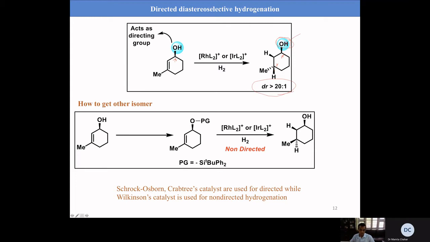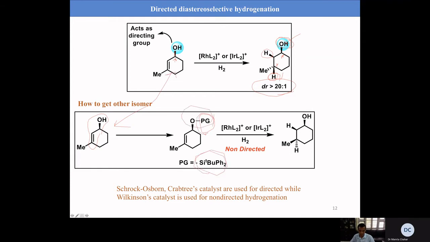If this hydroxy group was below the plane, since this is above the plane, the dihydride or hydrogen addition is happening from top of the plane, and the hydroxy group in these cases is acting as a directing group, directing the hydrogenation reactions. On the other hand, if you take an allyl alcohol, as is this one, which is now protected, the same allyl alcohol, but then you protect it with a protecting group, let's say silyl tertiary butyl.